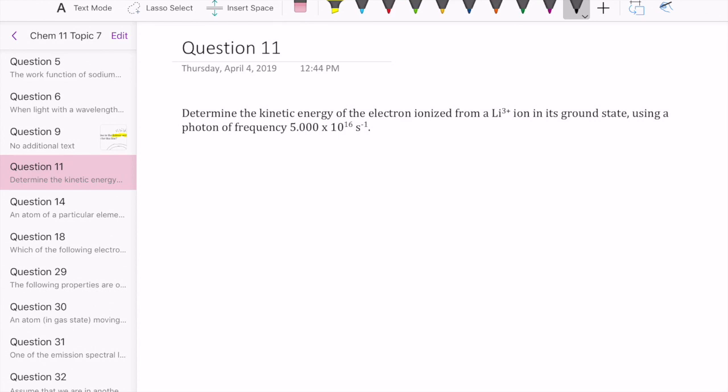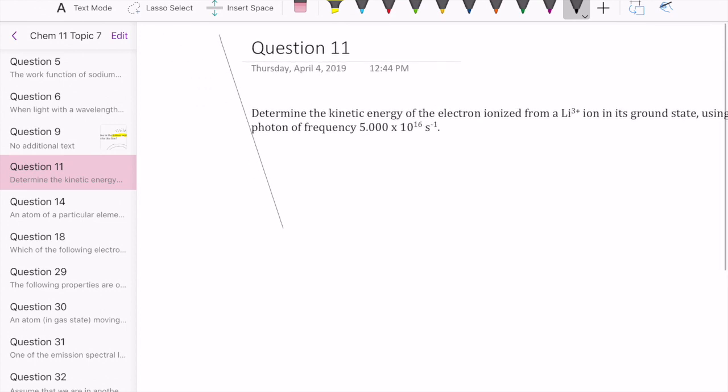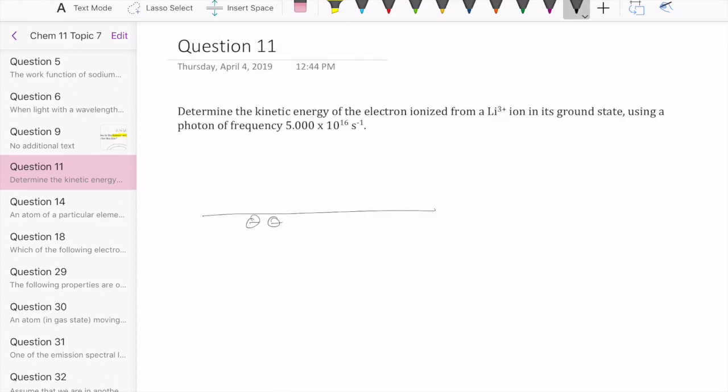I know this is a photoelectric situation because it says that the electron is ionized using a photon. So in other words, you have a metal surface where you have electrons attached to this lithium 3+ ion, and the surface of the metal is hit by light with a certain frequency, and that light manages to knock out the electron such that when the electron is knocked out, it has some kinetic energy, it has some speed, and it's moving at a given kinetic energy.